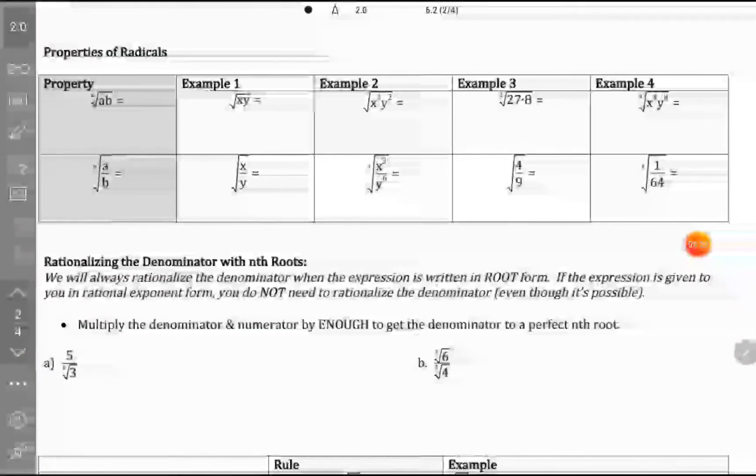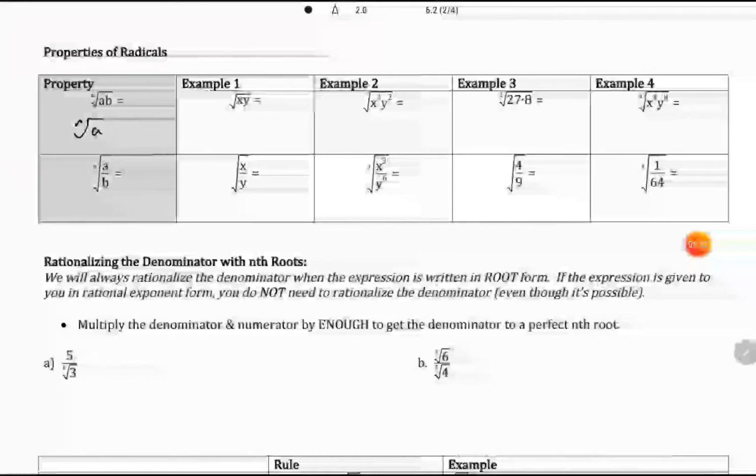New stuff-ish. If we have something under the nth root, that means we can take the nth root of that times the nth root of that. So that's the nth root of x times, well, actually, we know that one.